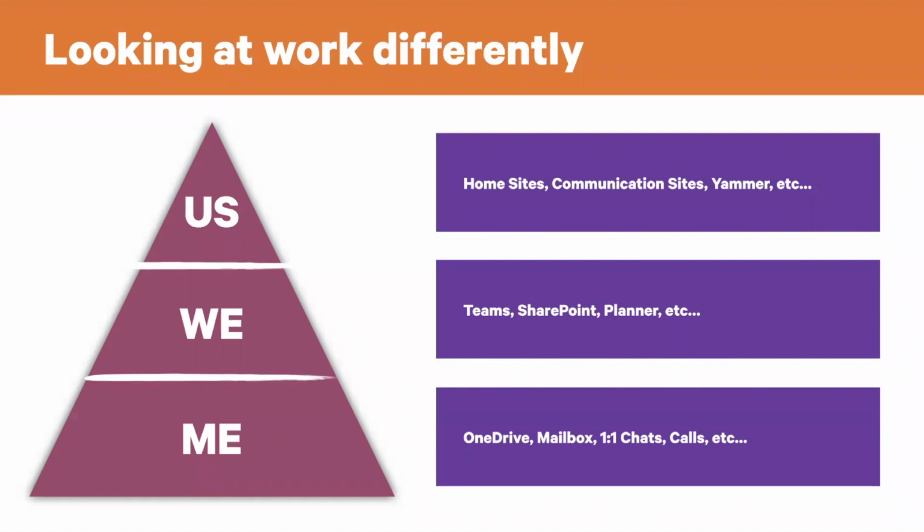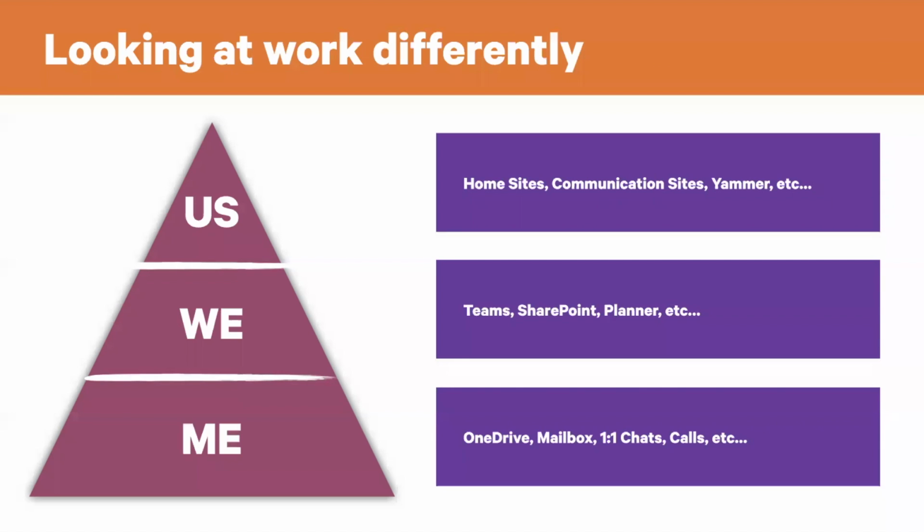I'm sorry about the colors, but this is where I like to start and where I always start. I separate things into three major categories: me work, we work, and us work. And this helps me because there's different tools in Office 365 that tackle these different categories.